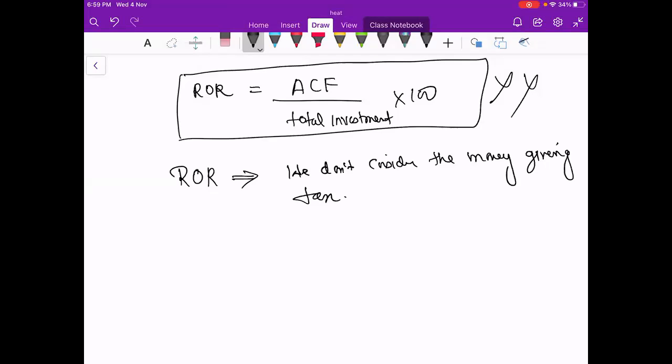How is ROR used? ROR is just a technique to see how much return you are getting. Its significance is the money which you have invested in a system, in a bank, or anywhere else. So what is the rate of return? This is the only thing. It is the rate of return.